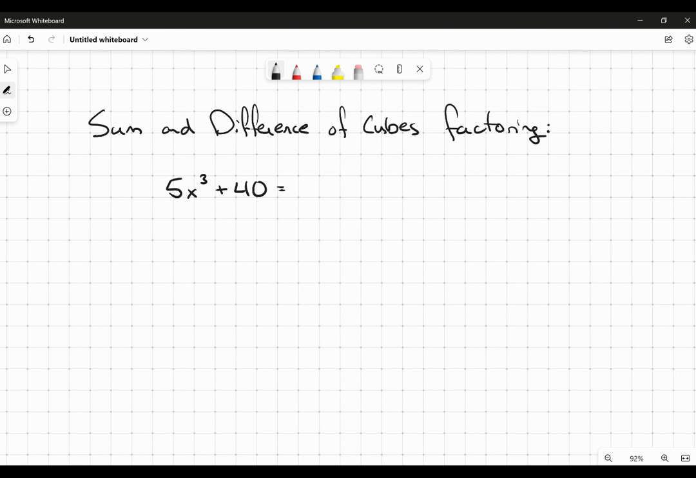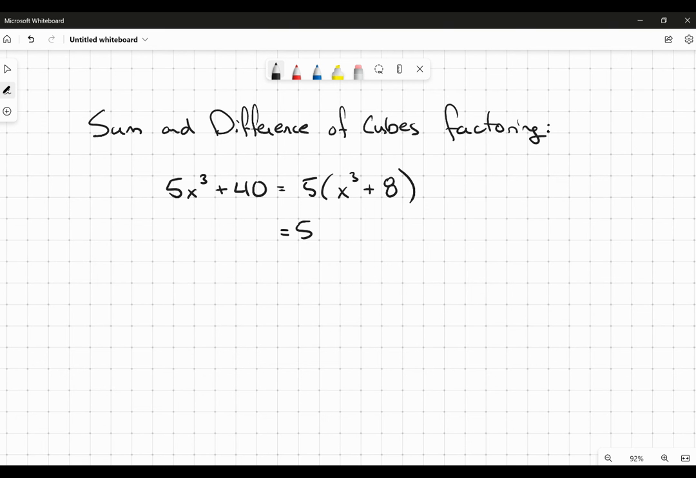That's okay, because the very first thing you should be doing every time you look at questions like this is you should be looking for common factors first. And in this case, there is a common factor of 5 to those two terms. And so I can factor out the 5. And when I do, I get 5 multiplied by x cubed plus 8.